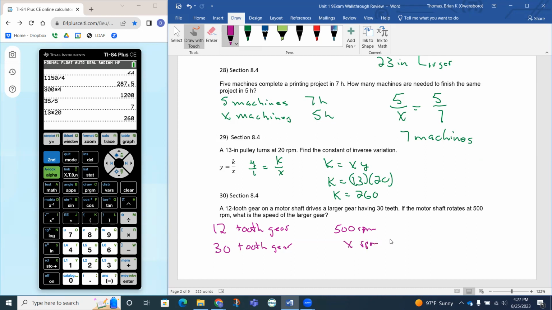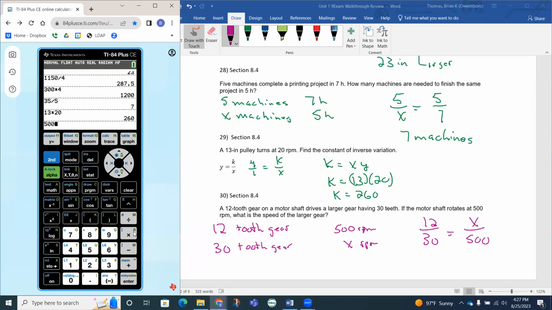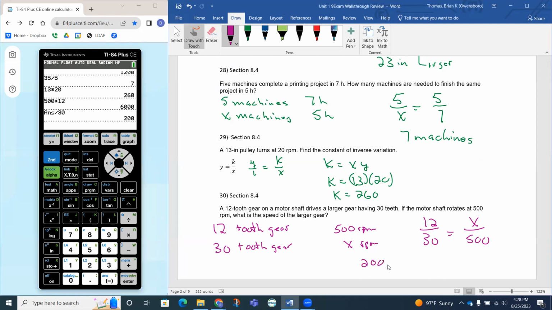Now, since this is an inverse relationship, because notice how small, fast, big gear, lower RPMs. That's the inverse relationship. So when I set up my proportion 12 over 30, I have to take the reciprocal. I have to flip these. They have to swap rows. x goes on the top, and 500 goes on the bottom. So when I multiply, I'm going to have this 500 times this 12, and that's going to give us 6,000. And then if I divide by 30, that's going to give us 200 RPMs. So the larger gear is going at 200 RPMs.